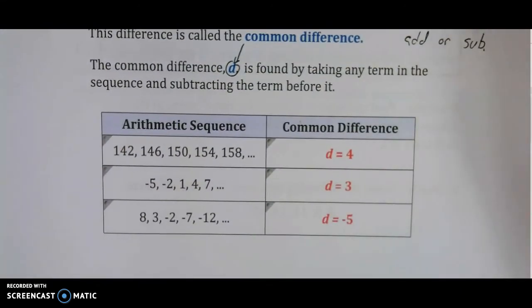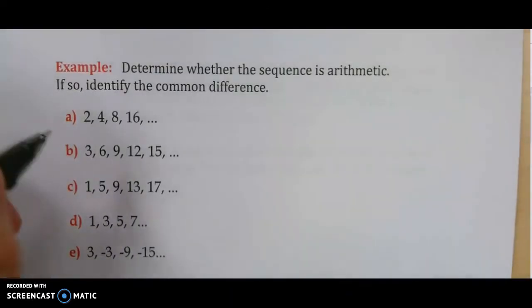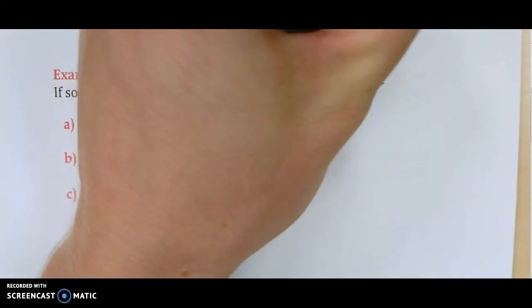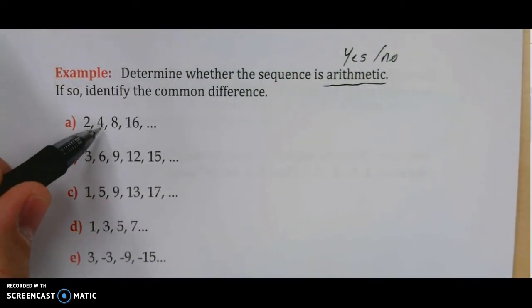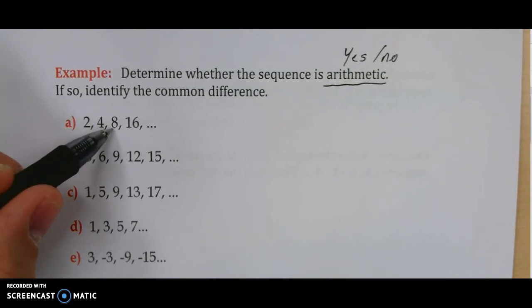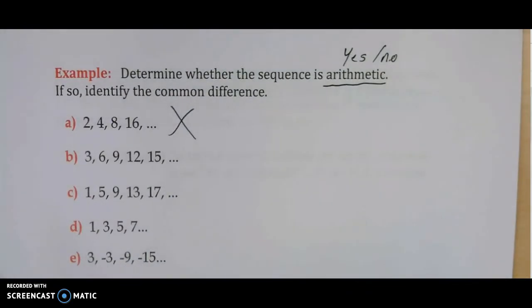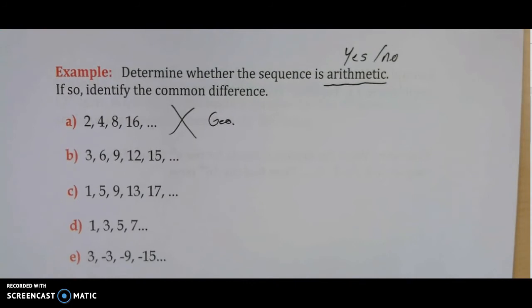So let's see some examples here. For the first one, let's say we want to determine first, is it arithmetic? So yes or no. And then if so, what is the common difference? To go from 2 to 4, I add 2. So the next term should be 6, and it's not. Here it looks like I'm multiplying. Well, multiplying would not be arithmetic. That would be geometric, and that is a topic for a different day.